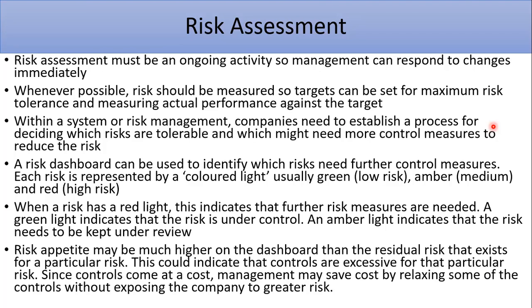Okay, each risk in a dashboard is represented by a color coding. So you can have red, amber, and then green, where green will indicate low risk, amber will indicate medium risk, and then red will indicate high risk. Now, when risk has a red light, this indicates that further risk measures are required. A green light indicates that the risk is under control, and then an amber light indicates that the risk needs to be kept under review to make an assessment whether it has to be controlled immediately or it can be delayed. Okay.